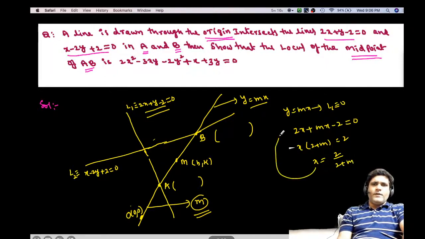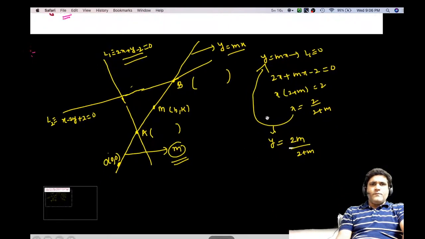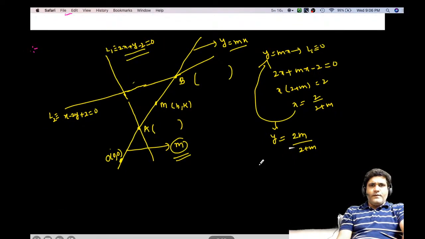How to find the y coordinate? Just substitute x = 2/(2 + m) in y = mx. Therefore the corresponding y coordinate is m times 2/(2 + m), that is 2m/(2 + m). Now the coordinates of A are (2/(2 + m), 2m/(2 + m)).